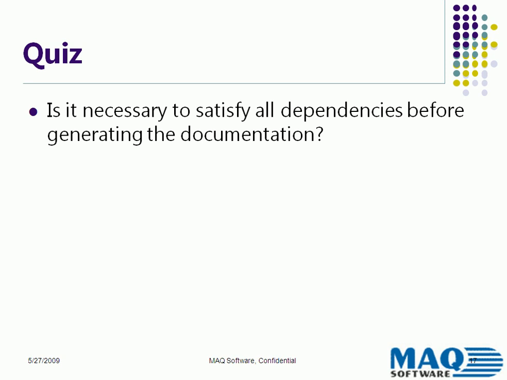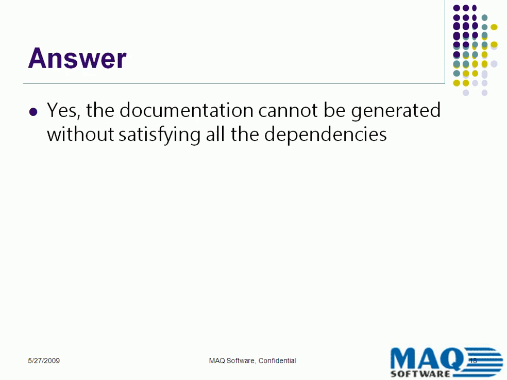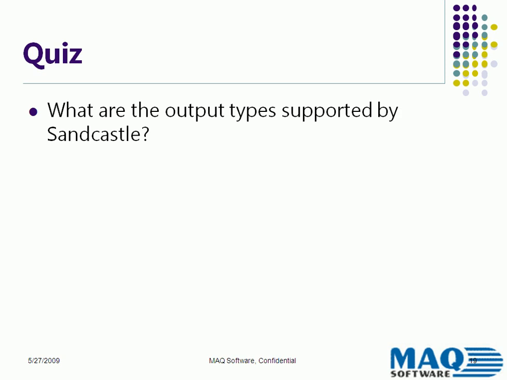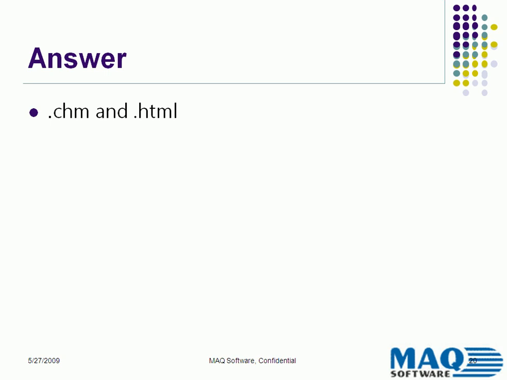Is it necessary to satisfy all dependencies before generating the documentation? Yes, the documentation cannot be generated without satisfying all the dependencies. What are the output types supported by Sandcastle? What are the various output formats that Sandcastle can generate? So it can generate a .chm help file or HTML kind of documentation.